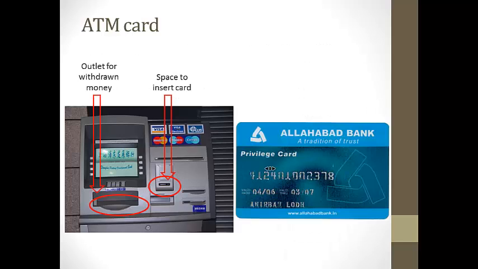Now this is what an ATM card looks like. This is the card number and this is what an ATM machine looks like. Here, this is the place where you insert your card from. This is the digital screen. After inserting your card, you have to follow certain steps which comes on the screen, and after you complete the steps, you get the desired amount of money from this outlet.